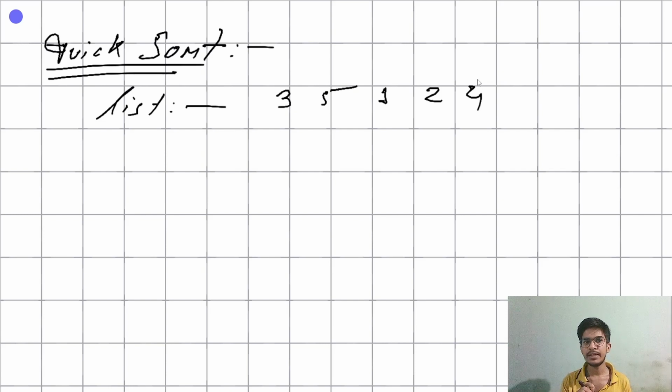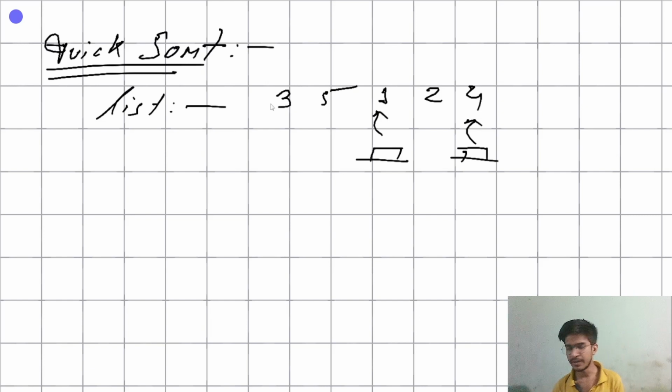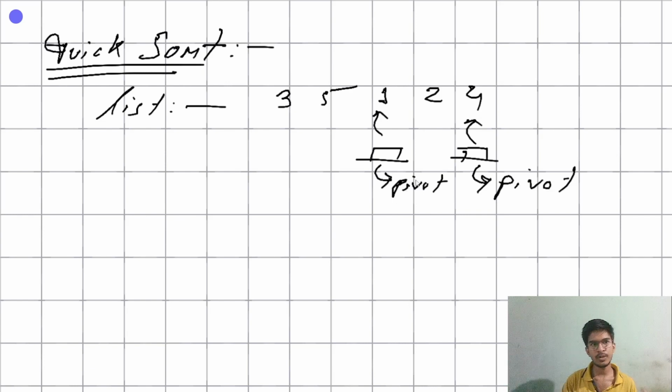What happens in quick sort? We take a pivot element. A pivot element means any element. It can be the middle element, it can be the last element, or it can be any element. By convention, people may take the last element, and it is good to take the middle element as the pivot. Pivot element, okay, this one or this one is the pivot. For this tutorial, we will be taking the middle element as the pivot element.